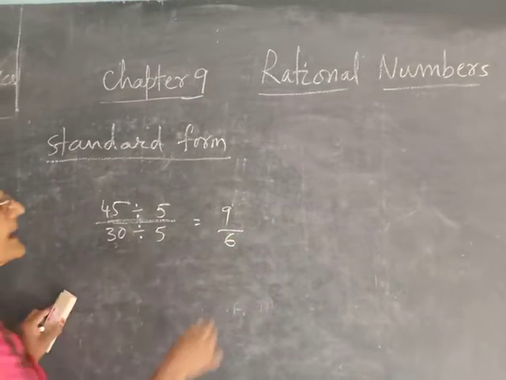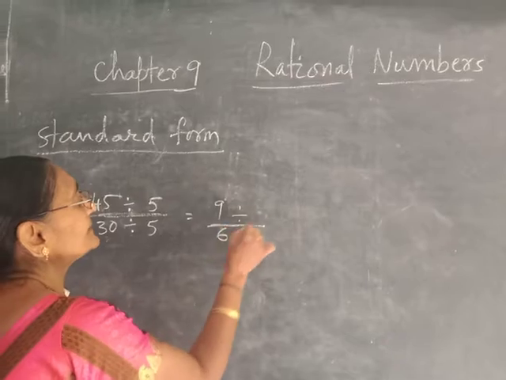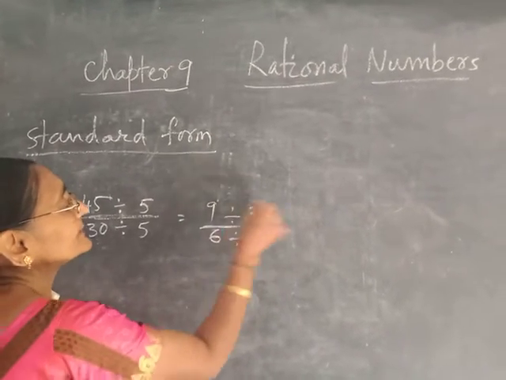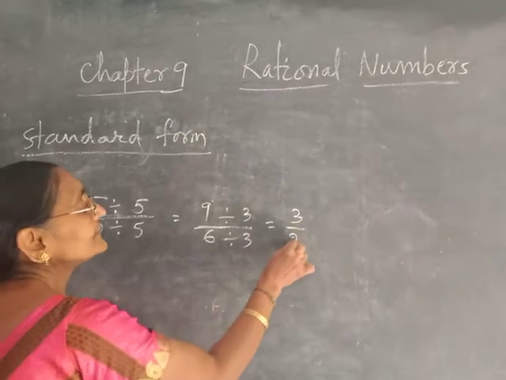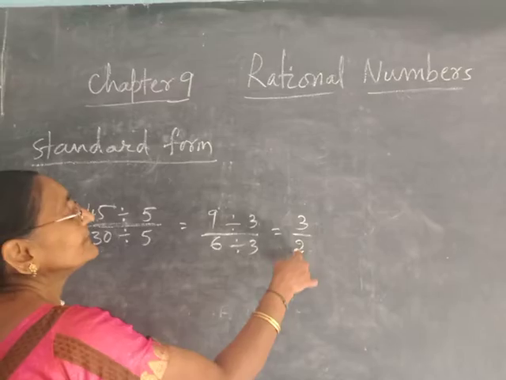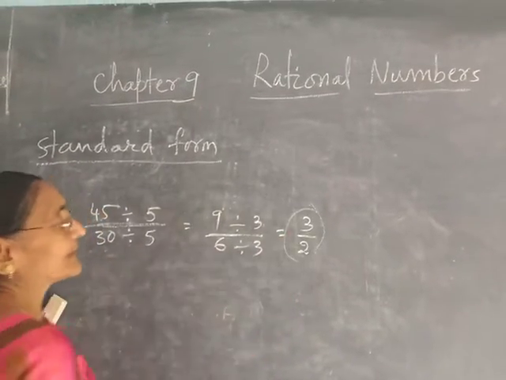So reduce. Again you see that these two numbers are again divisible. Which number is it divisible by? It is divisible by 3. Then how much will come? 3 3s are 9 and 3 2s are 6. 3/2. Then this 3/2 is not divisible by any number. The common factor is only 1. This type of number is called standard form.